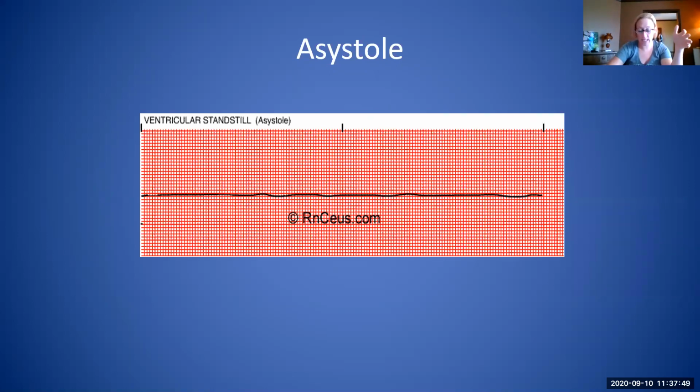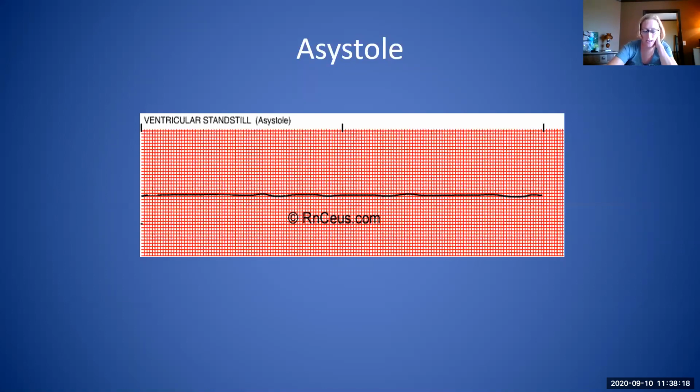And then our T's that we want to consider are our toxins, because it could be a result of a drug overdose or something like that. Tamponade, cardiac tamponade, tension pneumo, and thrombosis or clots. So those all could potentially be a reason for a patient going into asystole. So you always want to think of those things that you might be able to correct to help bring them back. And then we have PEA.